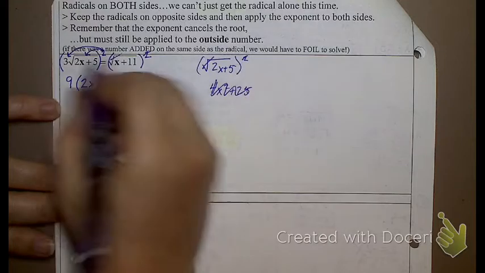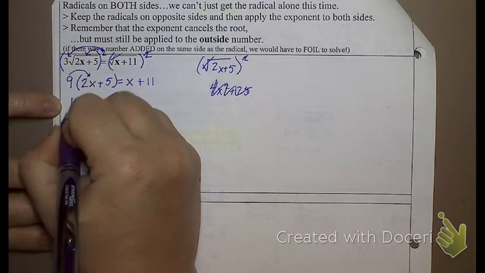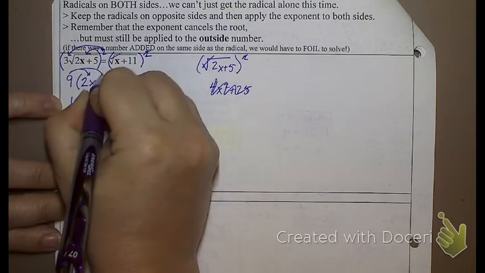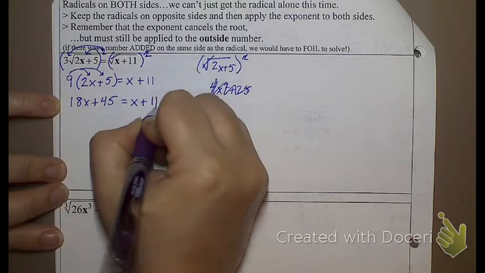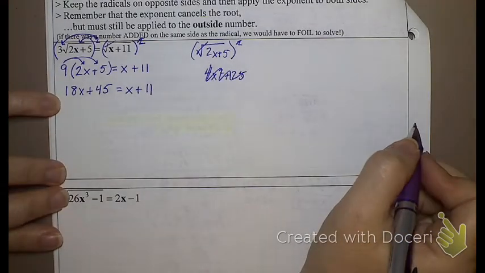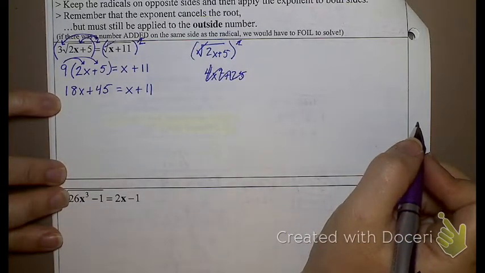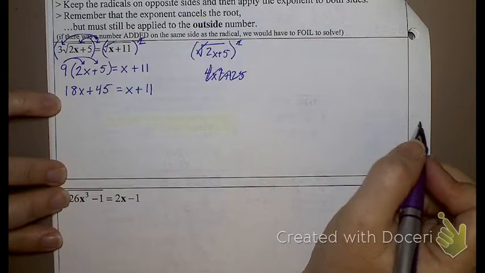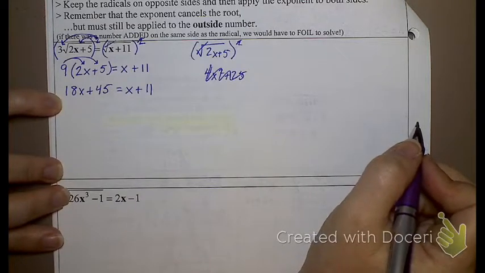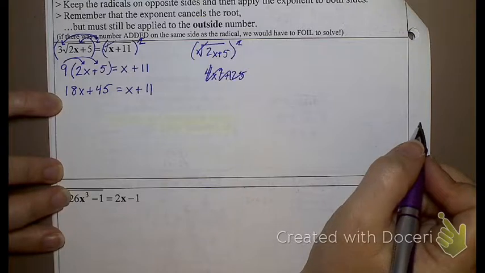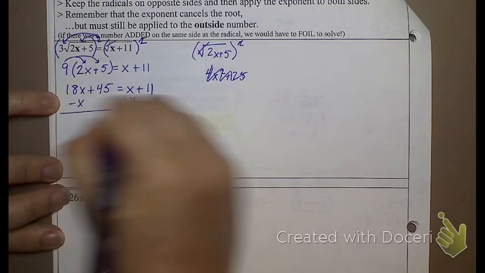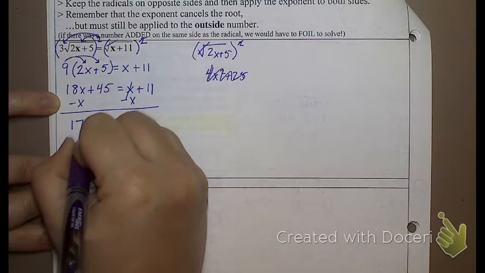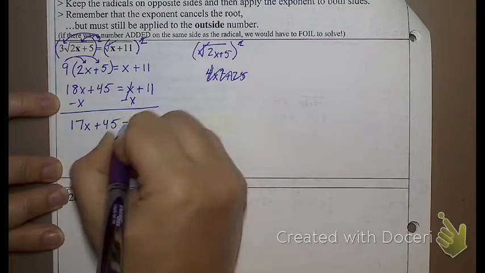All right. So I'm going to distribute the 9. I get 18x plus 45 equals x plus 11. And where am I going here? I'm trying to get x by itself, right? There's no x squared, so I don't need to worry about factoring. So I just want to get my x's together and alone. So I'm going to move the x over here by subtracting it. 17x plus 45 equals 11.